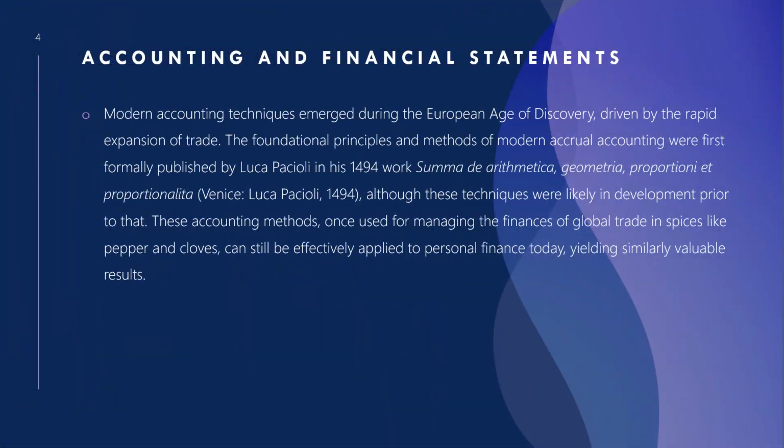Modern accounting techniques emerged during the European Age of Discovery, driven by the rapid expansion of trade. The foundational principles and methods of modern accrual accounting were first formally published by Luca Pacioli in his 1494 work Summa de Arithmetica, Geometria, Proporzioni et Proporzionalità. Venice, Luca Pacioli, 1494. Although these techniques were likely in development prior to that. These accounting methods, once used for managing the finances of global trade in spices like pepper and cloves, can still be effectively applied to personal finance today, yielding similarly valuable results.